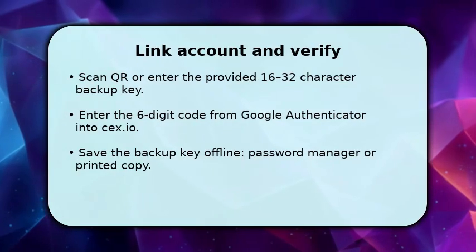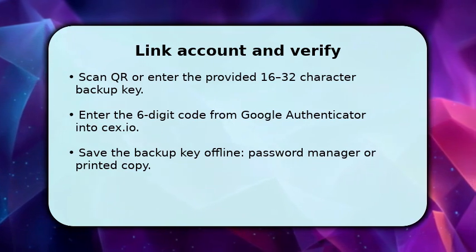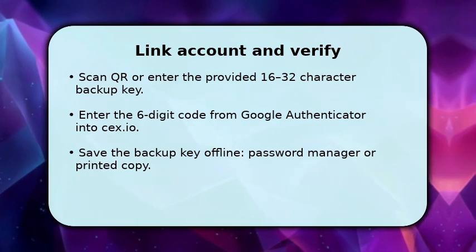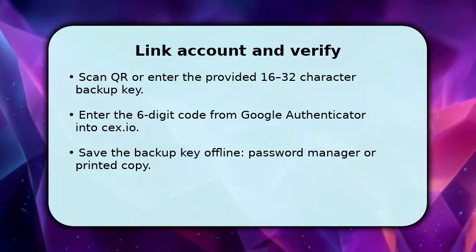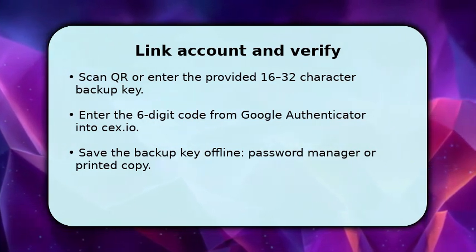Once you scan the QR or paste the backup key into Google Authenticator, the app will generate a 6-digit rotating code every 30 seconds. Enter the current 6-digit code on SEX, EO to verify linking. If the code rejects, wait for the next cycle and try again.